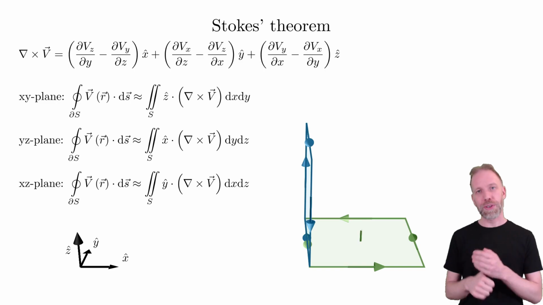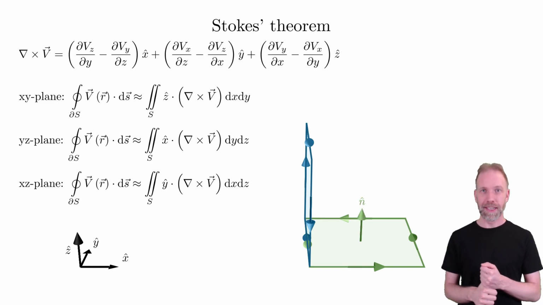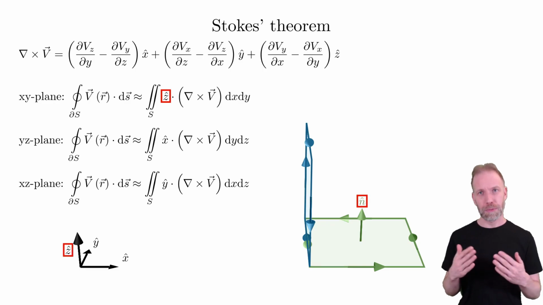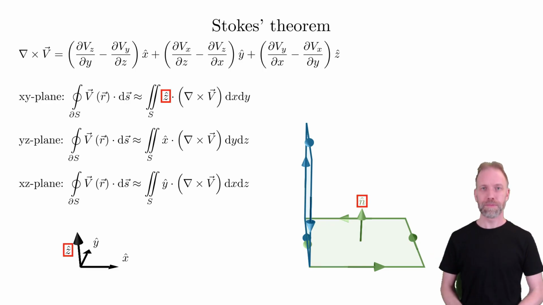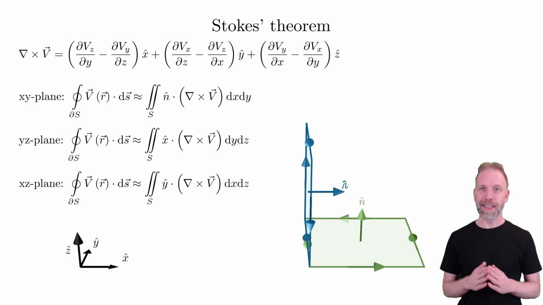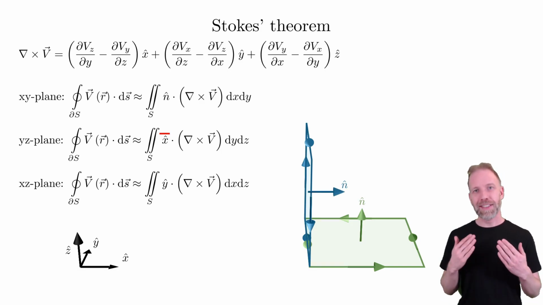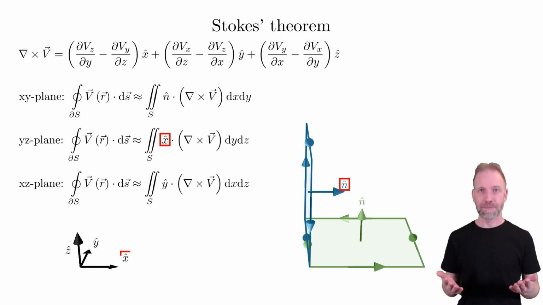Now, we can draw the normal vector of the green surface in the xy plane, which is z hat. Hence, replace with the normal vector. The normal vector for the yz plane is x hat. Hence, we can insert the normal vector in the equation again.